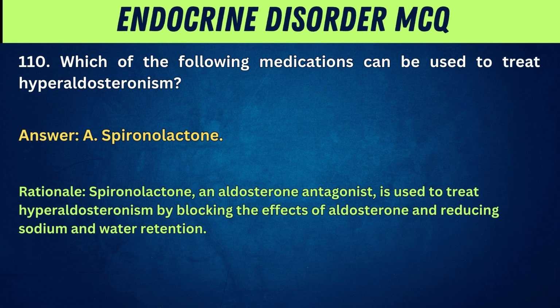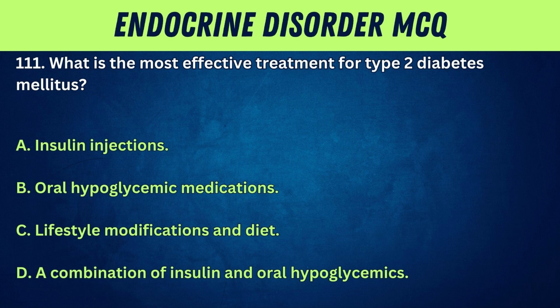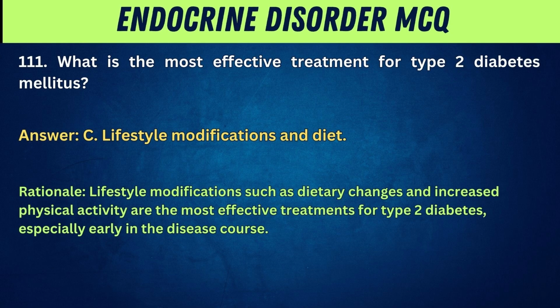111. What is the most effective treatment for type 2 diabetes mellitus? A. Insulin injections. B. Oral hypoglycemic medications. C. Lifestyle modifications and diet. D. A combination of insulin and oral hypoglycemics. Answer: C. Lifestyle modifications and diet. Rationale: lifestyle modifications such as dietary changes and increased physical activity are the most effective treatments for type 2 diabetes, especially early in the disease course.